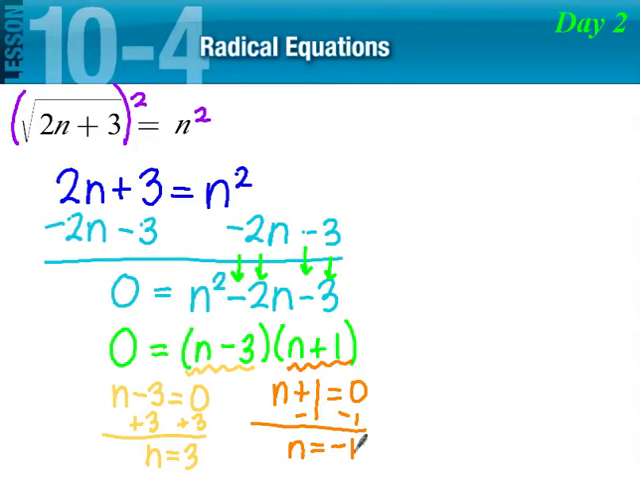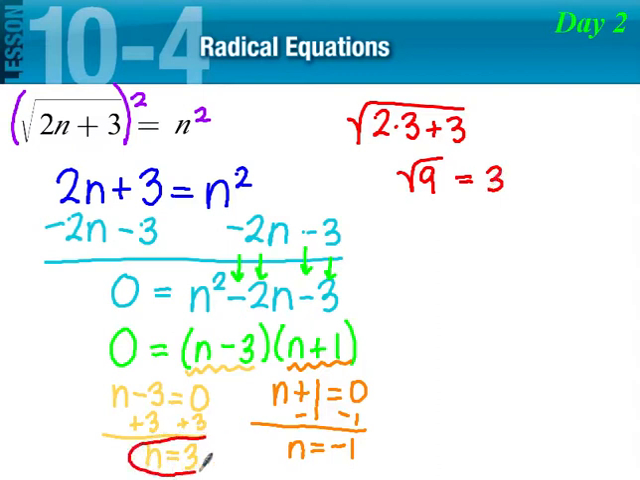Now if you remember, whenever you square a radical equation, you have to check your solutions. I'm going to start with the number 3 and plug 3 in up there. So I've got the square root of 2 times 3 plus 3. What is 2 times 3 plus 3? 9, because that's 6 plus 3. What's the square root of 9? 3. It does equal 3, which is perfect. So n equals 3 is a solution.